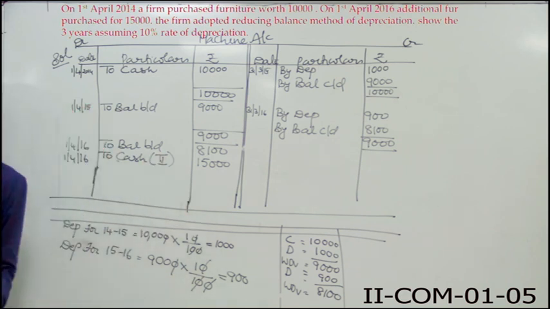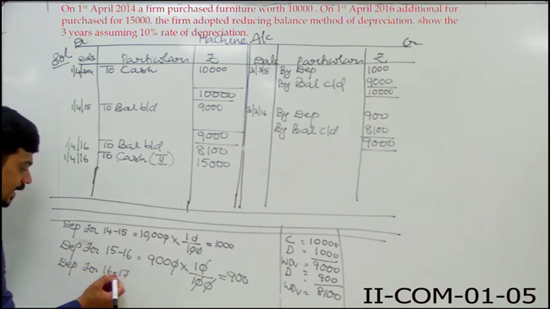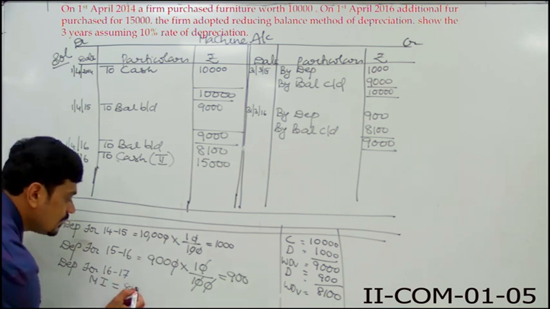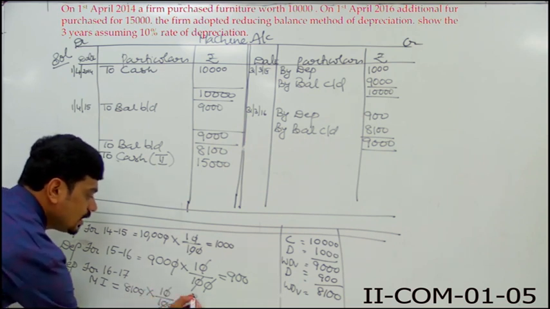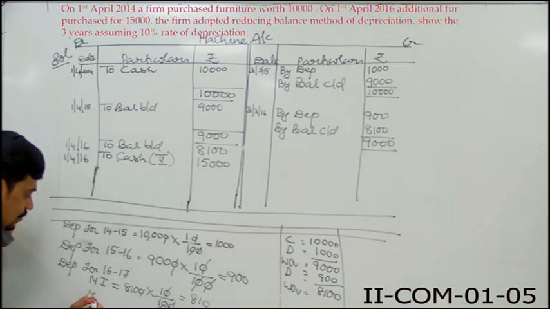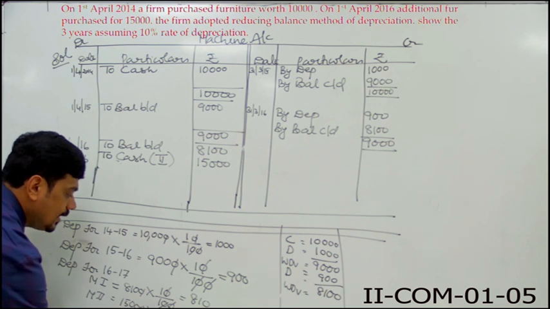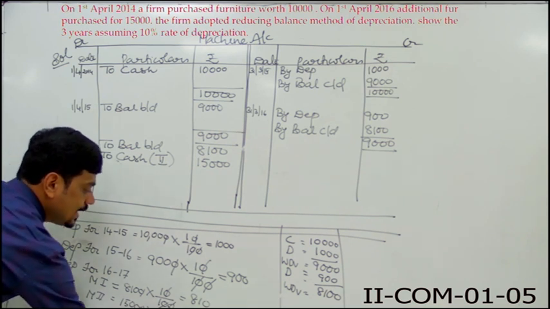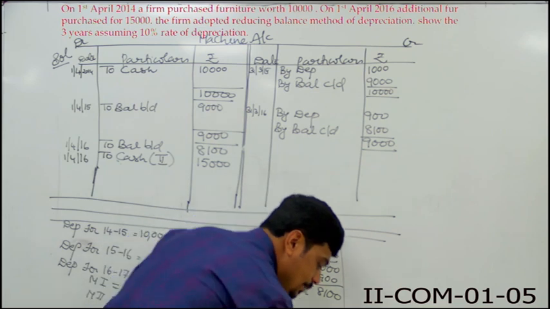So 2 depreciations I will calculate. Here, depreciation for 16 and 17. First I'll write machine number 1. 8,100 into 10%. Cancel the zeros. 810 we get. Then machine number 2. 15,000, how much percent? 10%. It comes to 1,500. 1,500 is the depreciation.